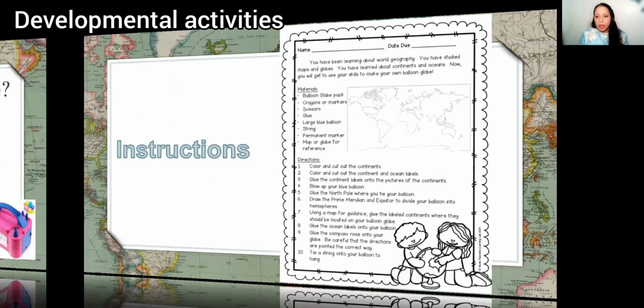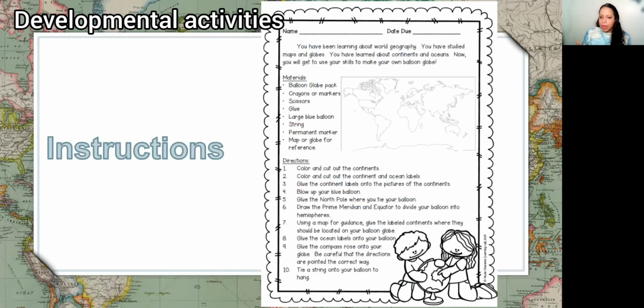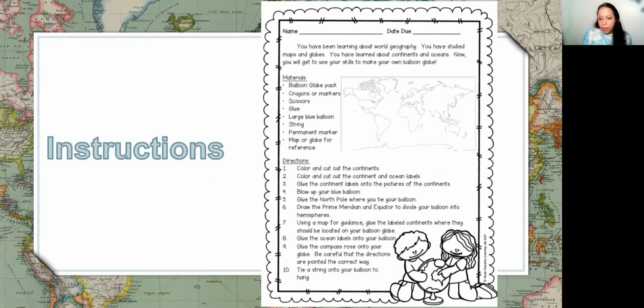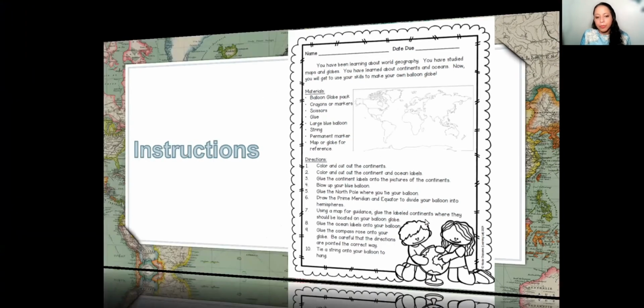This is the paper of the instructions. During the class, I modified it a little bit because in this case, it says that the North Pole was going to be glued, and in my case, we draw it with the marker. They tied a string, and I didn't do that with my students. So I adapted this a little bit for my class.